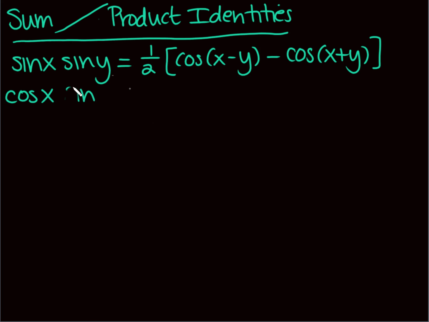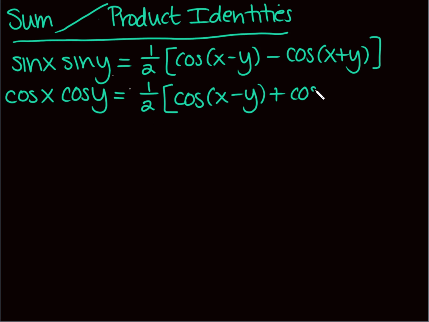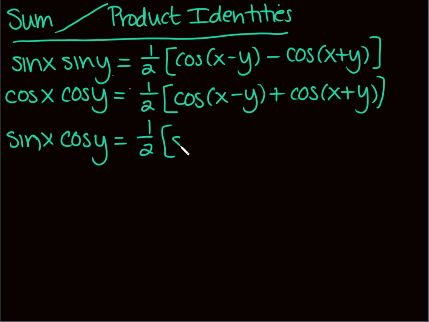Oh, sorry, I wanted cosine there. Actually, that would probably be a good exercise, for you to prove these identities. And this is 1/2 of kind of the same thing, only it's plus. The middle is plus. Okay, and then if I have sine and sine, cosine and cosine, or I can get sine cosine. Okay, this is 1/2. We just use the sine ones. Sine of x plus y, plus sine of x minus y.